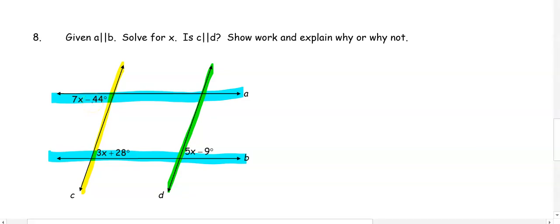7x minus 44 and 3x plus 28 are alternate interior angles. So they are congruent. So we have 7x minus 44 is equal to 3x plus 28. We are going to solve for x. So as we solve, we get 4x minus 44 equals 28. We can add 44 to both sides, so 4x equals 72. So we get that x is 18.